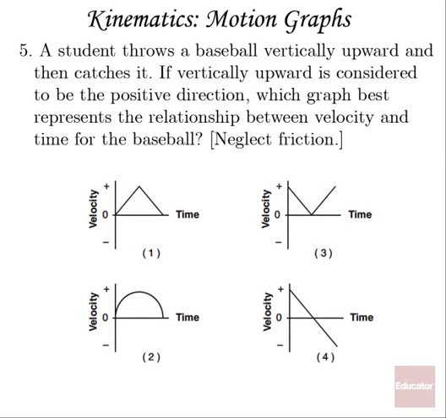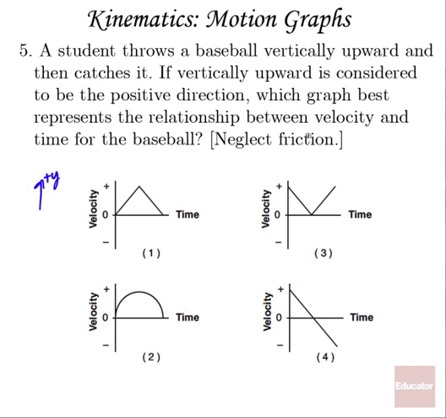All right, number 5. A student throws a baseball vertically upward and then catches it when it comes back down. If we consider vertically upward the positive direction, so up is positive y, which graph represents the relationship between velocity and time for the baseball, neglecting friction? Well, when I throw it up, the moment it leaves my hand, it has a large positive velocity. And as it goes further and further up, it slows down, slows down, slows down. At its highest point, it stops.